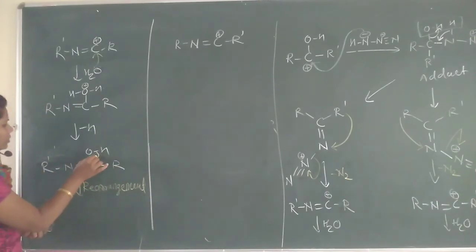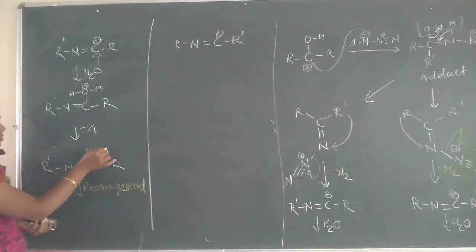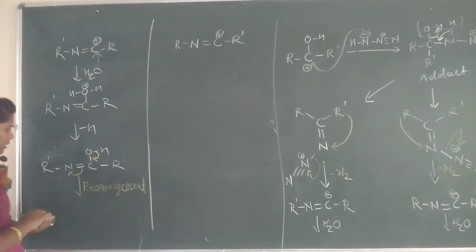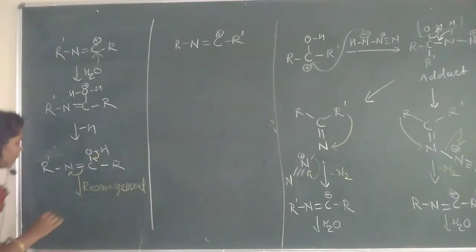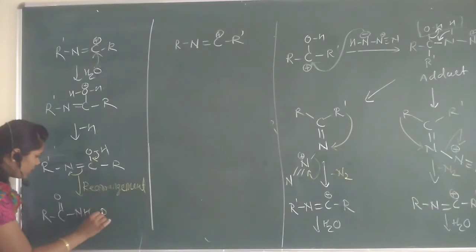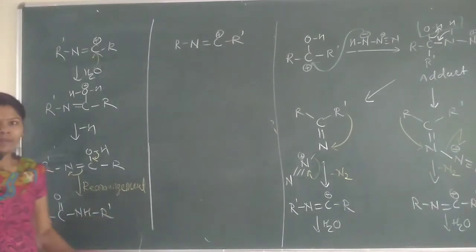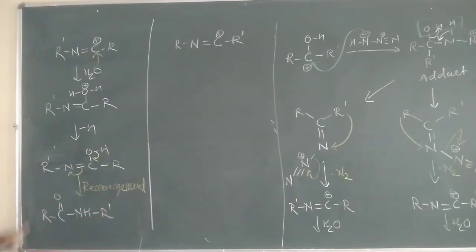Here this R group, this bond is shifted to here, and here this is accepted by the nitrogen, and here this hydrogen is accepted by this nitrogen under the formation of RC double bond O and NHR dash. This is our product. Okay, understood how we get this type of product?